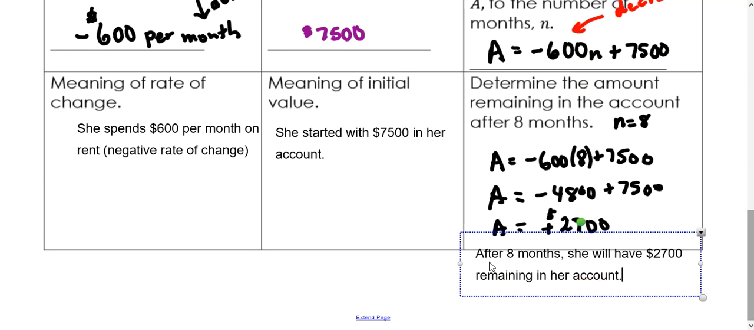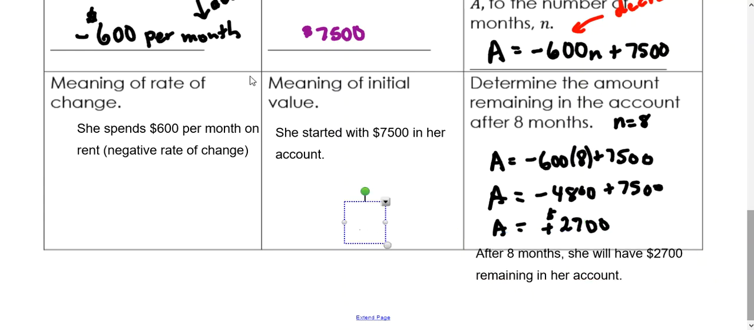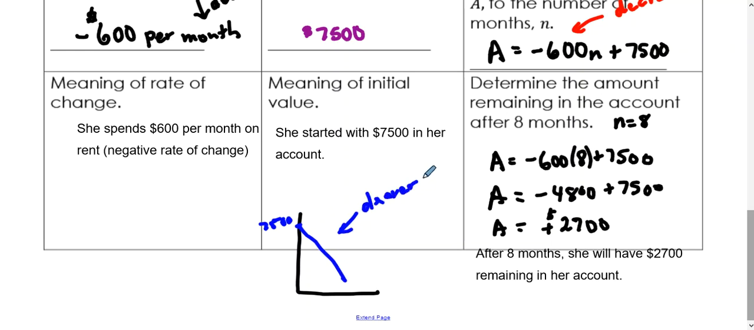All right. So what the graph of this would look like, if I was going to do a really quick sketch here, is I would start up here at 7,500 and it would be decreasing. All right. That's what that looks like. So hopefully you understand that moving forward. All right. Positive slope should be increasing. This is a negative slope.